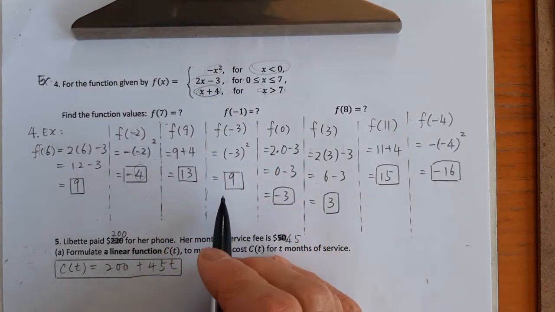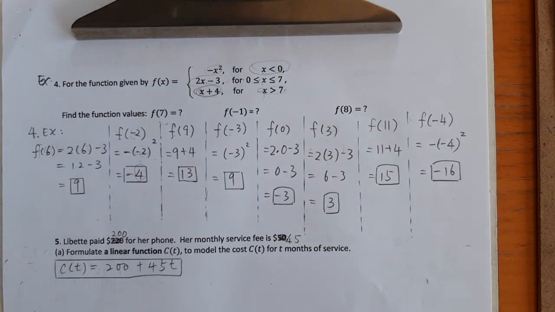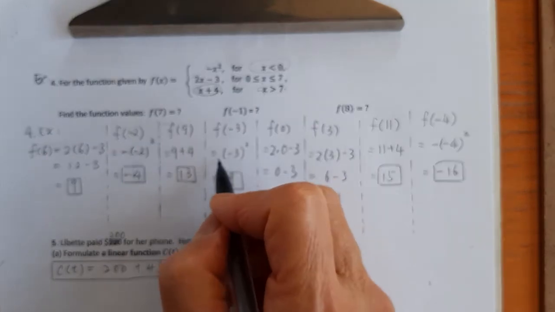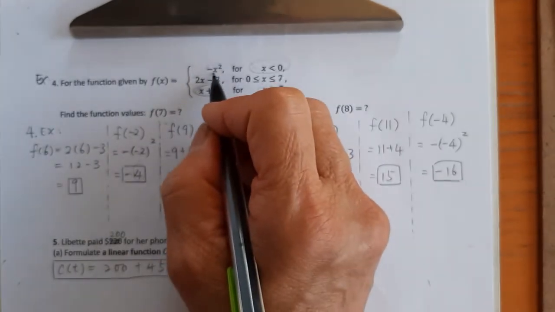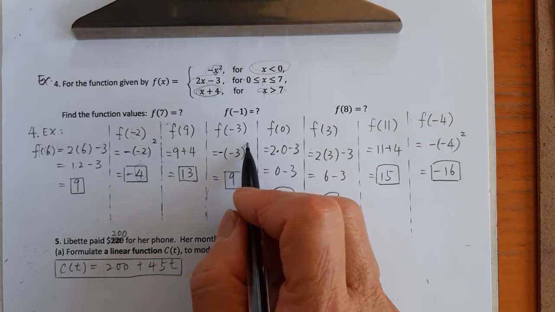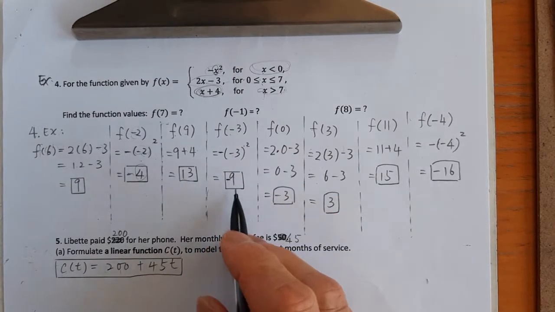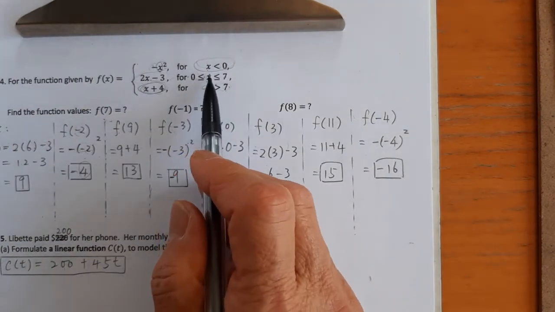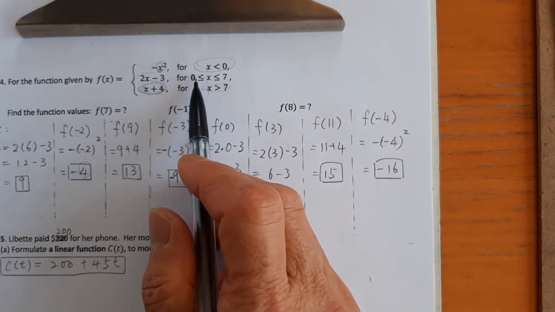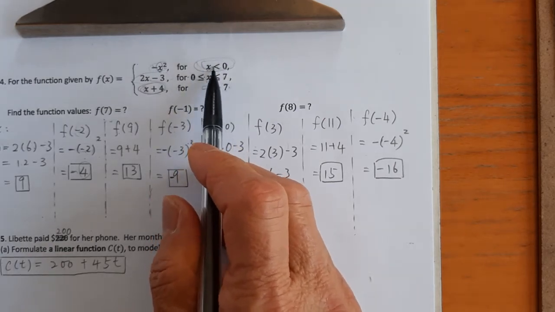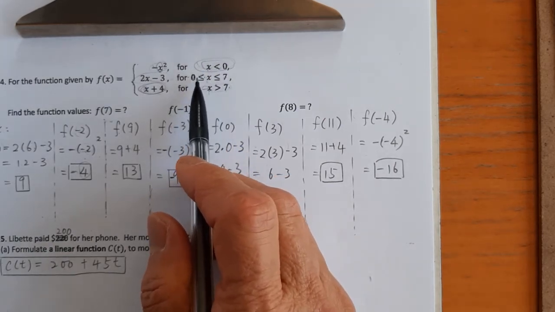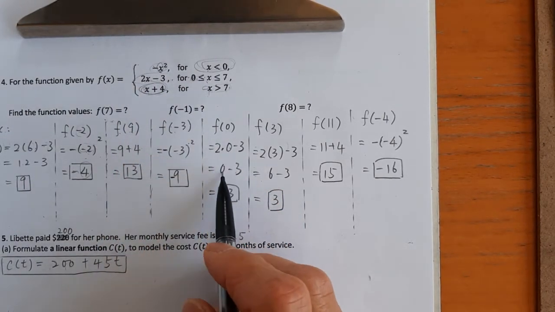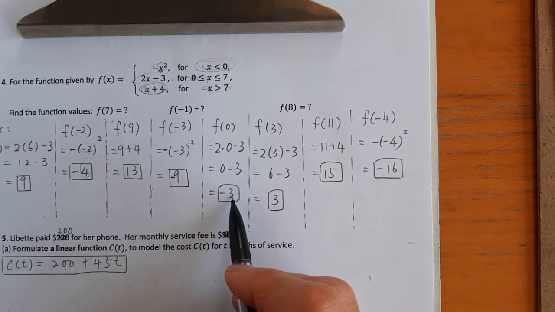So you plug in. In front there is a negative sign. Then for x use negative 3. So negative 3 squared is 9. In front there is a negative sign, so it's negative 9. F of 0. 0 is here, x greater than or equal to 0. It's not in the first because the first one doesn't include 0. So the second one, greater than or equal to 0. So use the second function. 2 times 0 minus 3. 2 times 0 is 0. Minus 3 is negative 3.